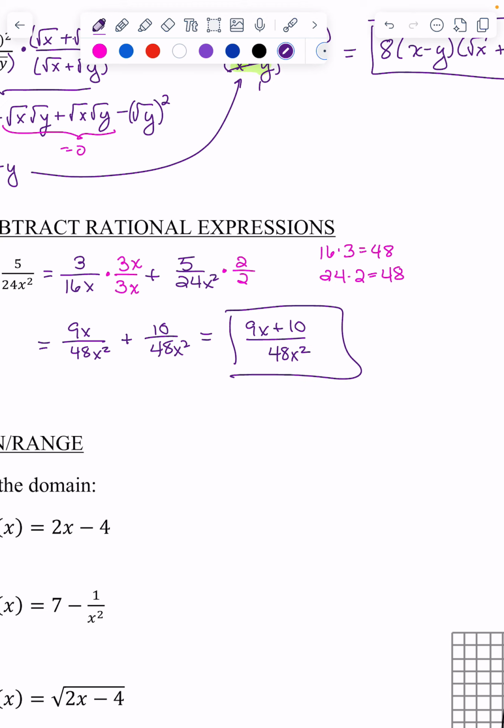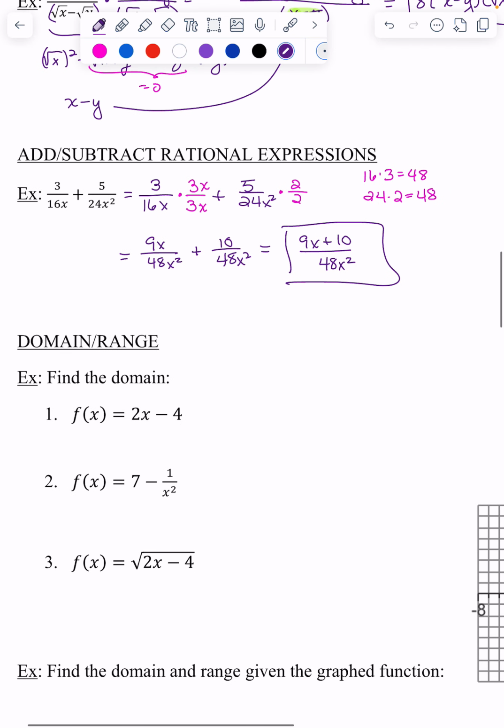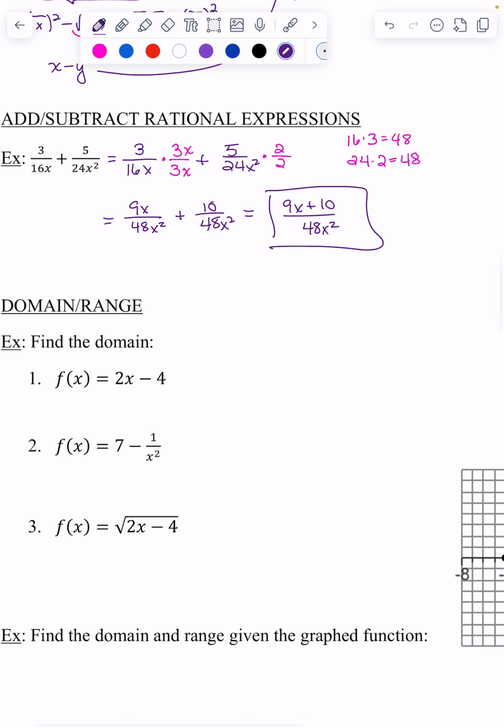Nifty, right? All right, I know, it's fun, right? Fractions are fun.